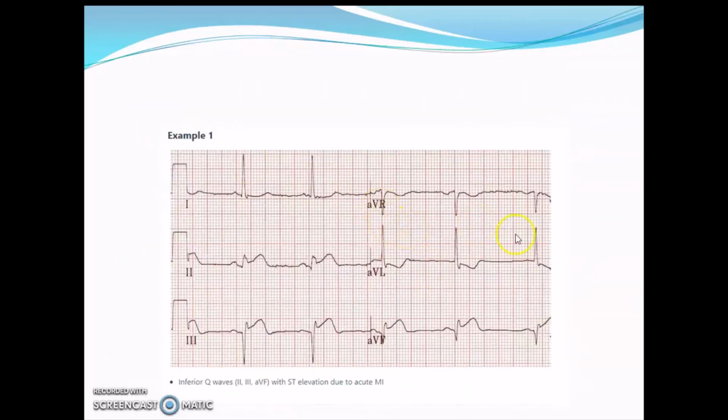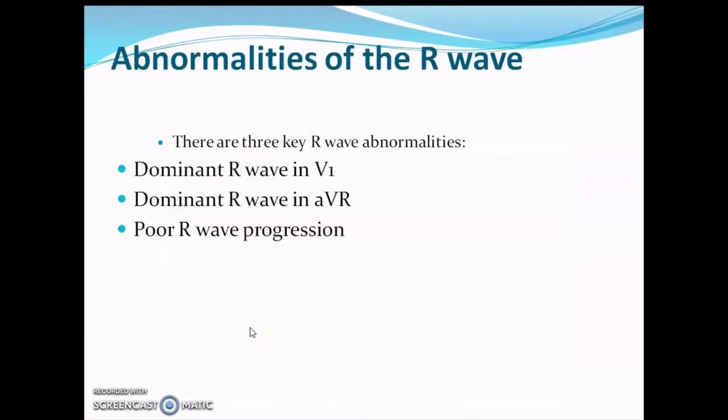So this is an ECG showing an ST elevation in inferior leads, lead 2, 3, and AVF, and there is a prominent Q wave in lead 3, AVF, as well as lead 2, and there is a reciprocal ST depression in AVL. So this is a case of inferior wall MI. This is an evolved inferior wall MI, so you are seeing the Q waves.